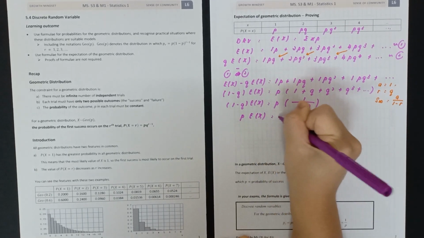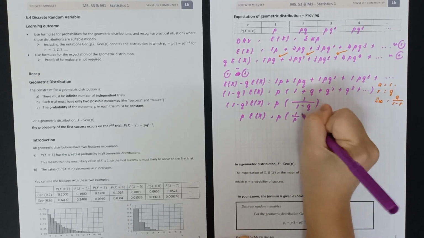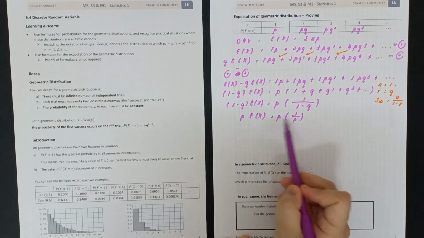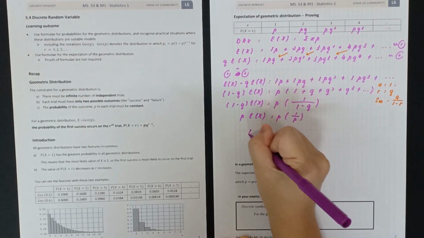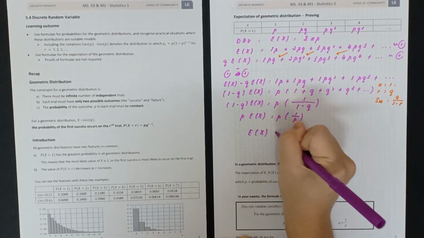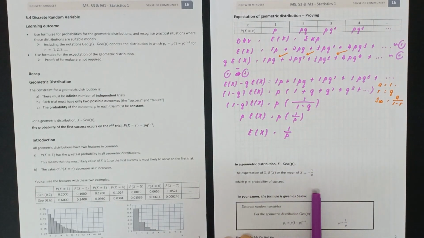So the same thing happened here. I'm just going to change 1 over Q to P. Okay, then after that you can see P and P, they can eliminate each other. Then I move my P over here. So this is how I get expectation of x will be equals to 1 over P, which is our formula today.